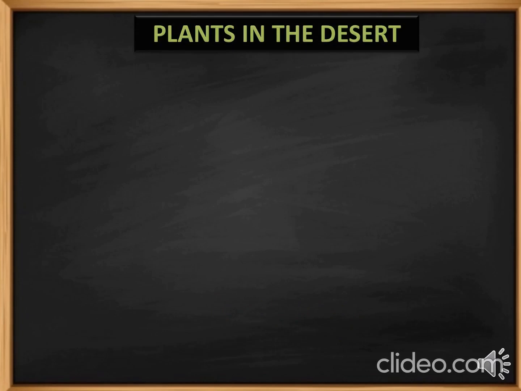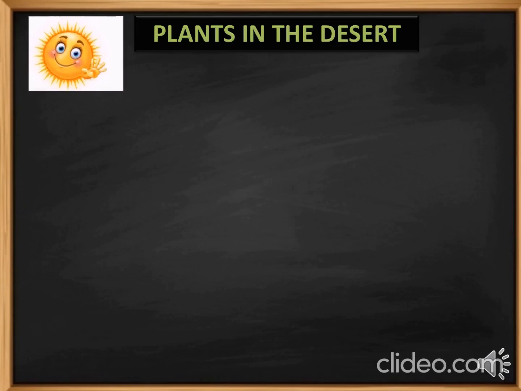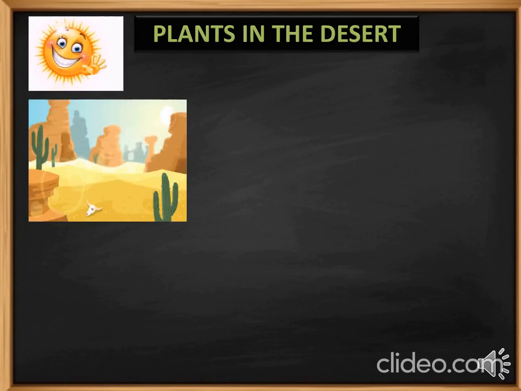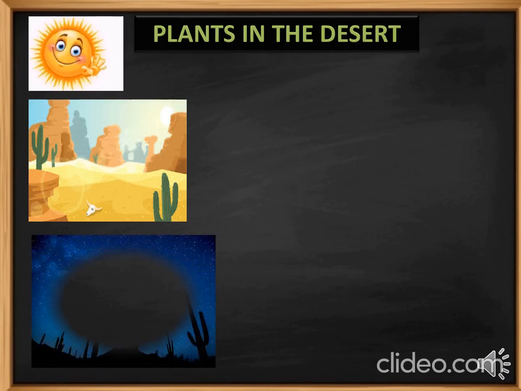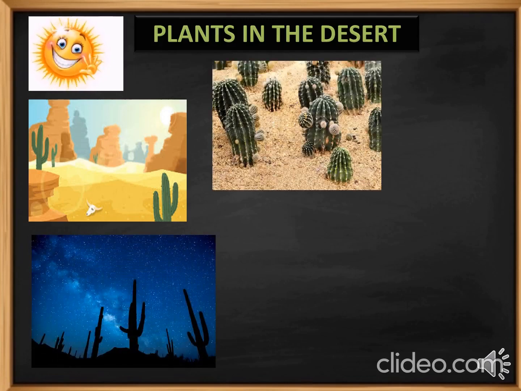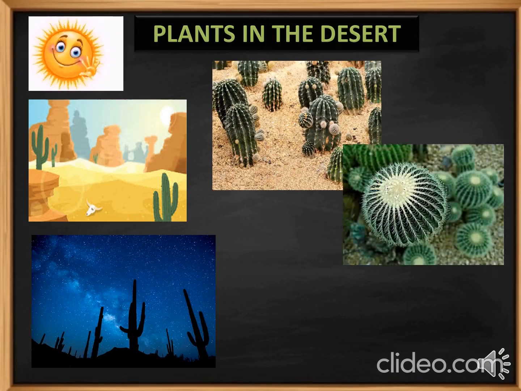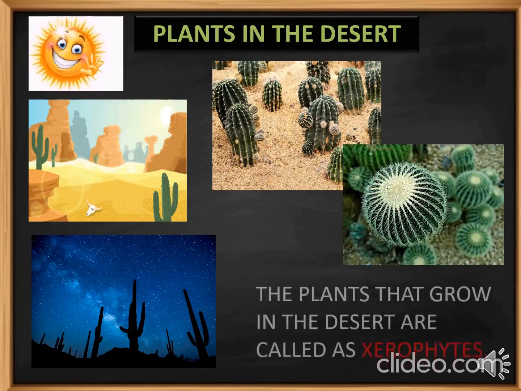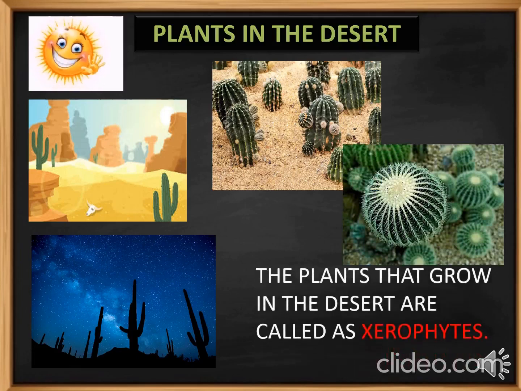Let us start with plants in the desert. In the desert, the sun shines brightly. So, the weather is extremely hot during the day and extremely cold during the night. There is very little rainfall in this region, so the plants growing here are limited. The plants growing in this region are called xerophytes. I repeat, the plants that grow in the desert are called xerophytes.